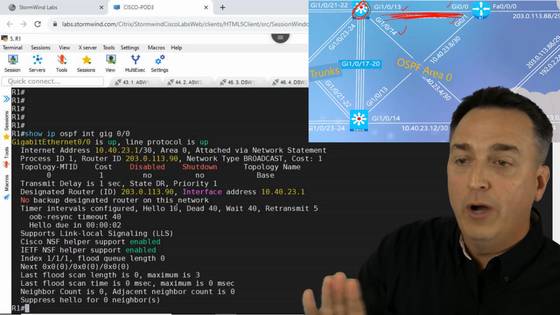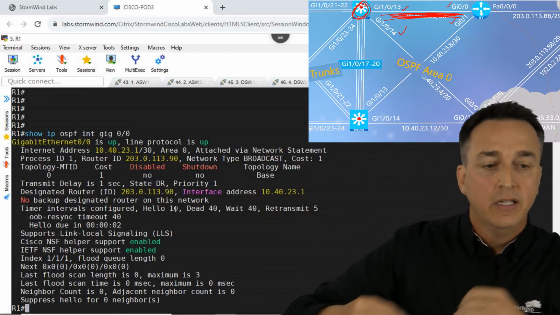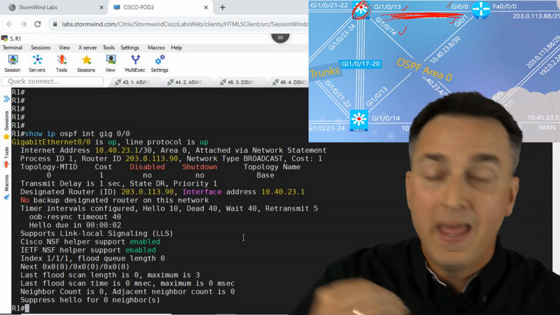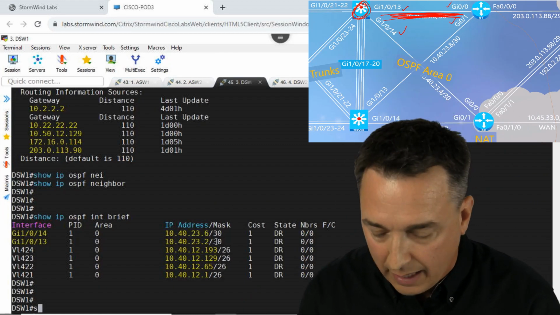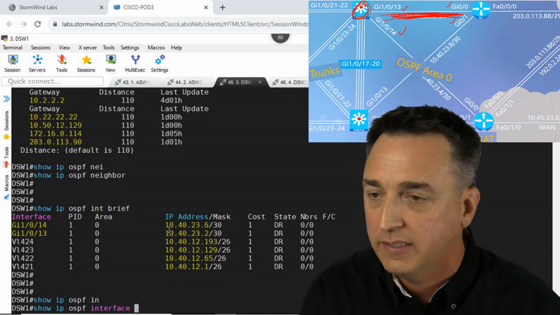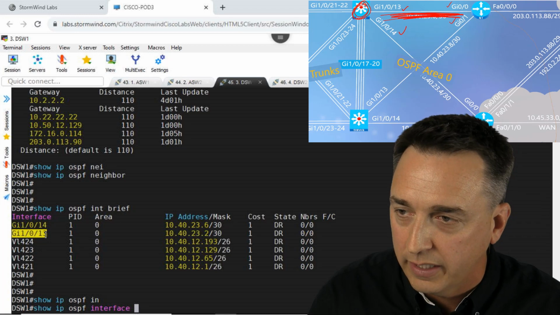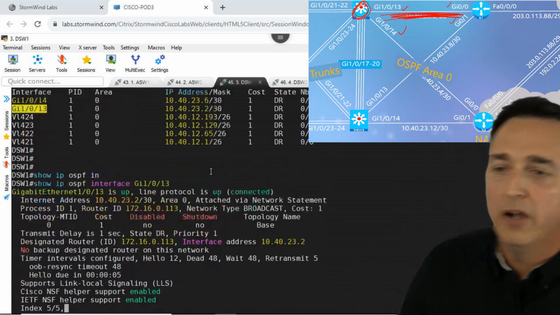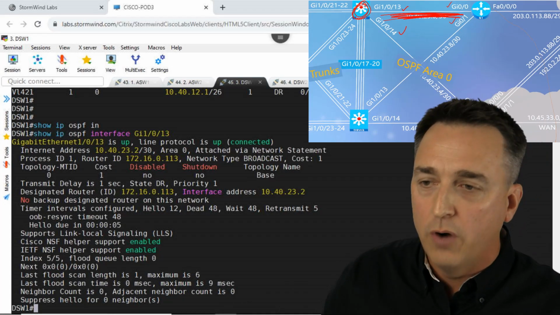All right, so what do I need to do? I need to now compare and contrast DSW1 and R1. That's what I need to do. So let's go to R1 and do DSW1 and do the same thing. Show IP OSPF interface, and then it's going to be gig 1/0/13. All right, here we go. Compare and contrast. Find what you can find and let me know what's wrong.